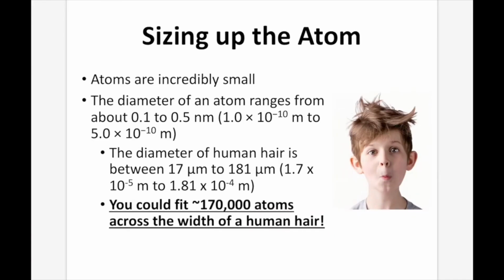Sizing up the atom. Atoms, as I said, are incredibly small. The diameter of an atom ranges from about 0.1 to 0.5 nanometers, which comes out to be about 1 times 10 to the negative 10 meters to about 5 times 10 to the negative 10 meters. In contrast, the diameter of a human hair is between 17 and 181 micrometers, or 1.7 times 10 to the negative 5 meters and 1.81 times 10 to the negative 4 meters. You could fit 170,000 atoms across the width of a human hair.